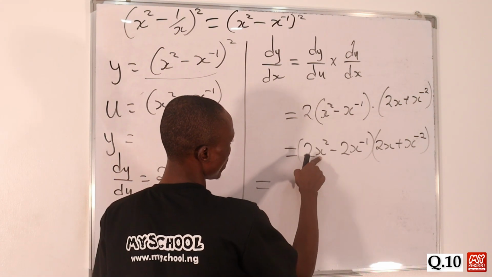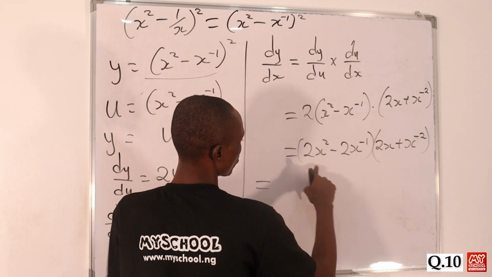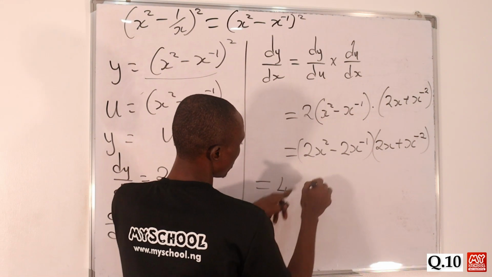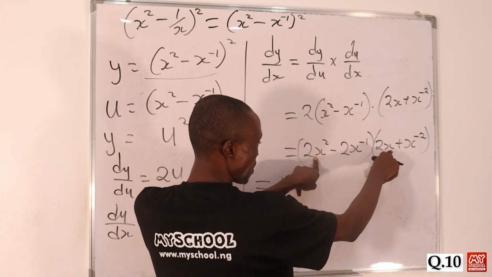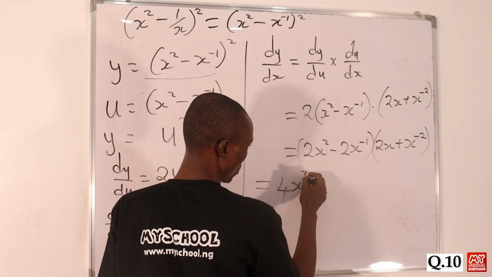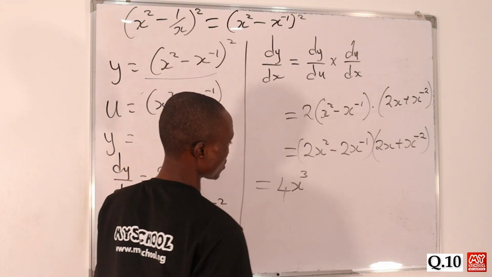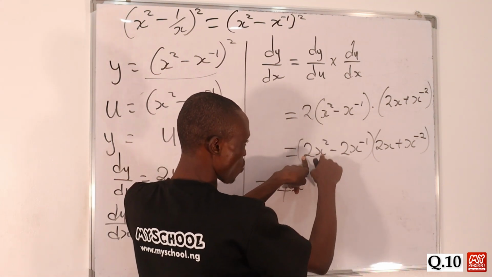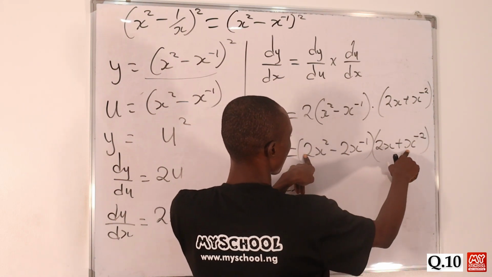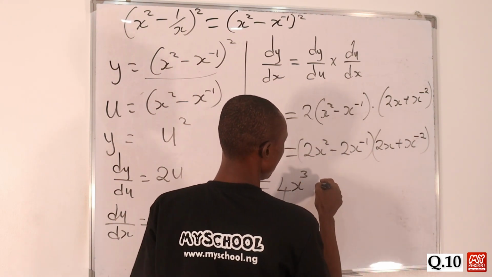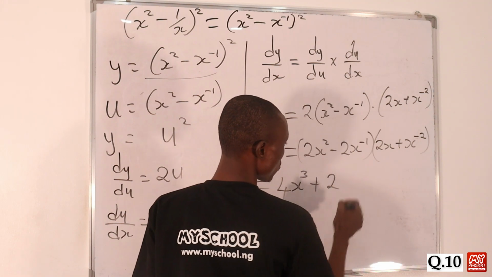So we use 2x squared to multiply 2x. So 2 times 2 is going to give us 4. Then x squared times x, that will be x raised to power 3, applying the law of indices. Then look at this, 2x squared times x raised to power minus 2. That will be plus 2.